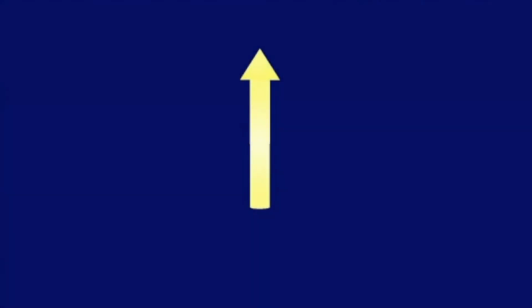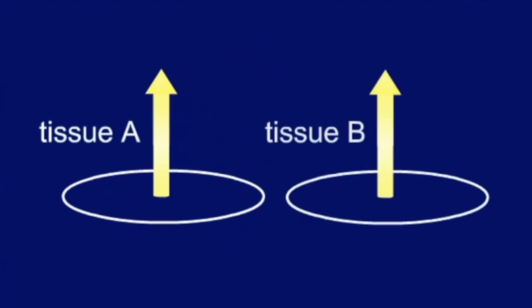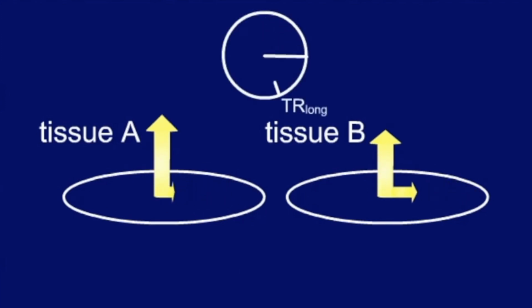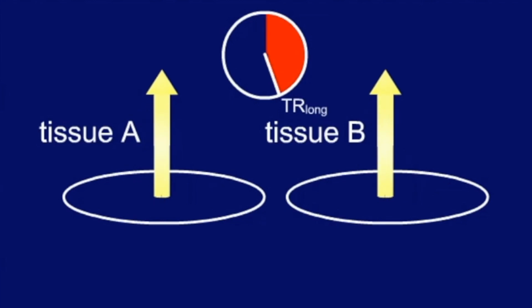Let us perform another experiment similar to the one in the previous section. As we want to concentrate purely on the magnetization, we can leave out the coordinate system. We have two tissues, A and B, which have different relaxation times, as we will see later. We send in a 90-degree RF pulse, switch it off, and wait a certain time, TR long. We will explain later why we use the term TR.